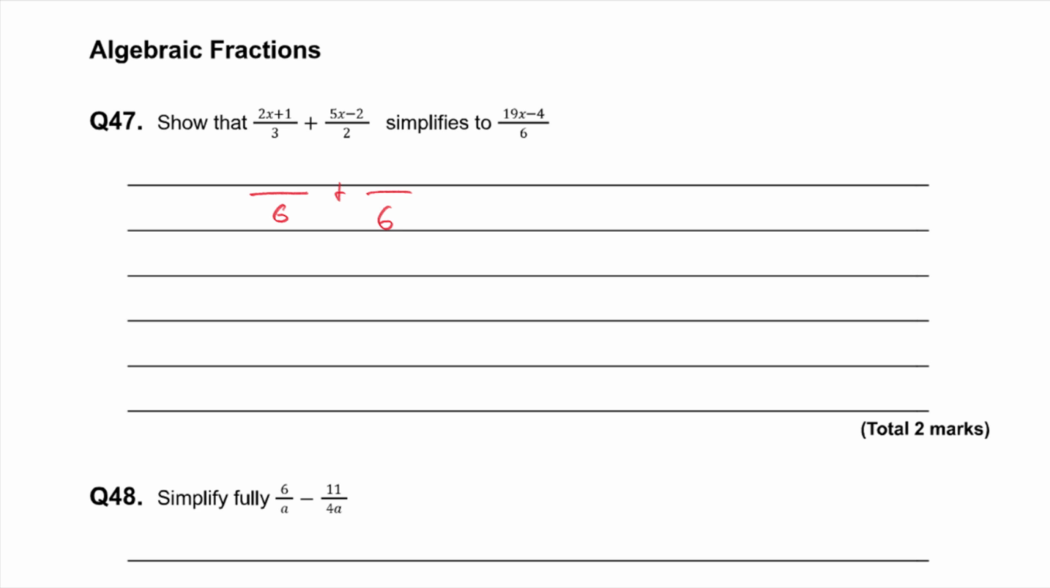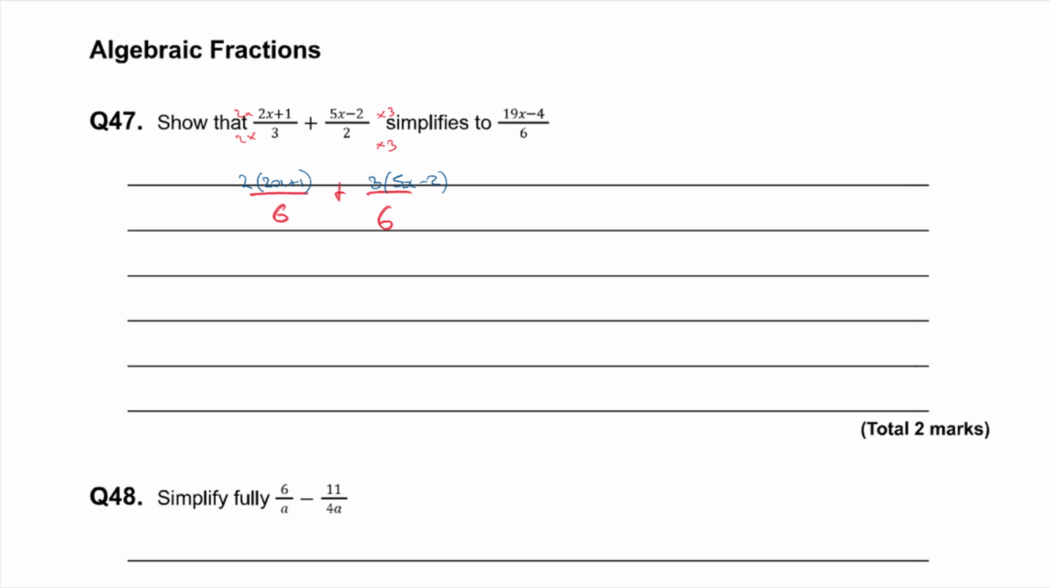Well, 3 goes into 6 2 times, so multiplying top and bottom through by 2 basically, aren't you? So 2 times 3 is 6 on the bottom. 2 lots of 2x plus 1. That's going to be 2 lots of 2x plus 1, like that. Okay, and then 5x minus 2. Well, 2 goes into 6 3 times, so I'm going to multiply this by 3 and this by 3 to get 6. So on the top, I'm going to get 3 lots of 5x minus 2.